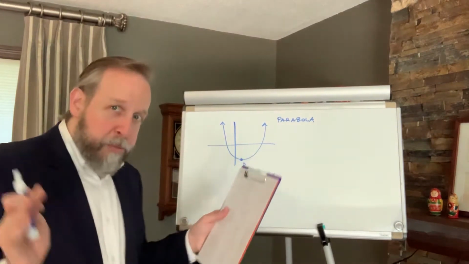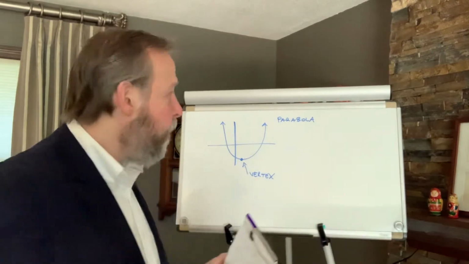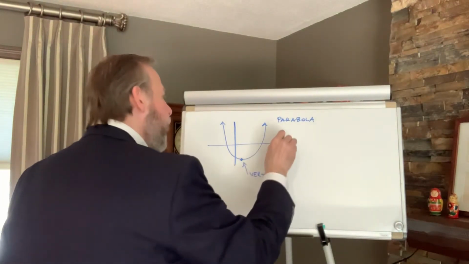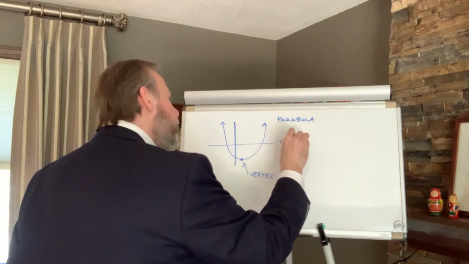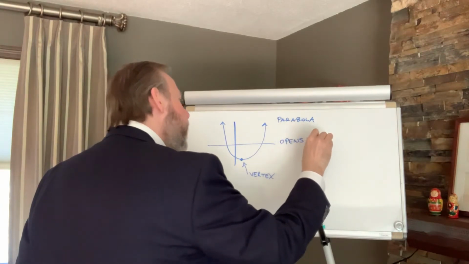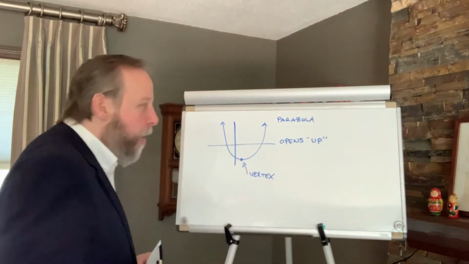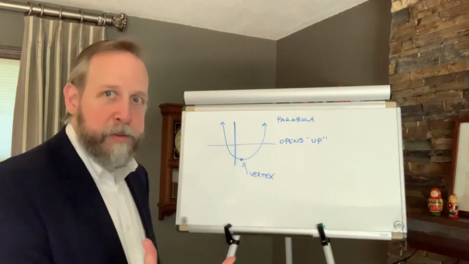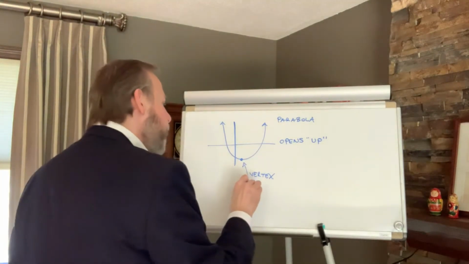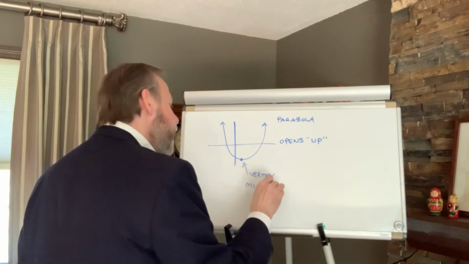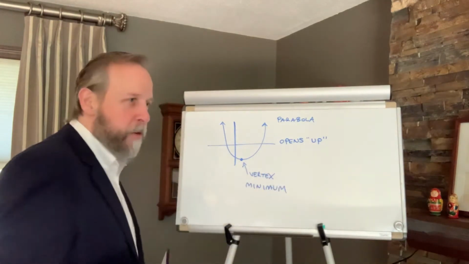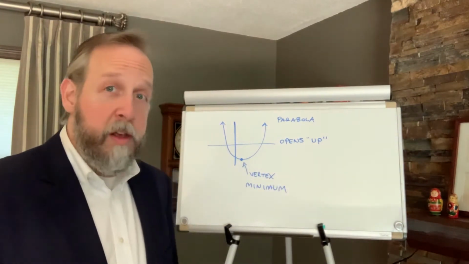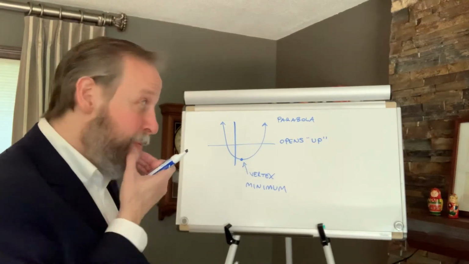When the arrowheads point up, kind of like a smile, we call this opening up. So we say it opens up. And when the parabola opens up, the vertex is at the bottom of the parabola. So we call it a minimum, because the y value never gets lower than that point right there.